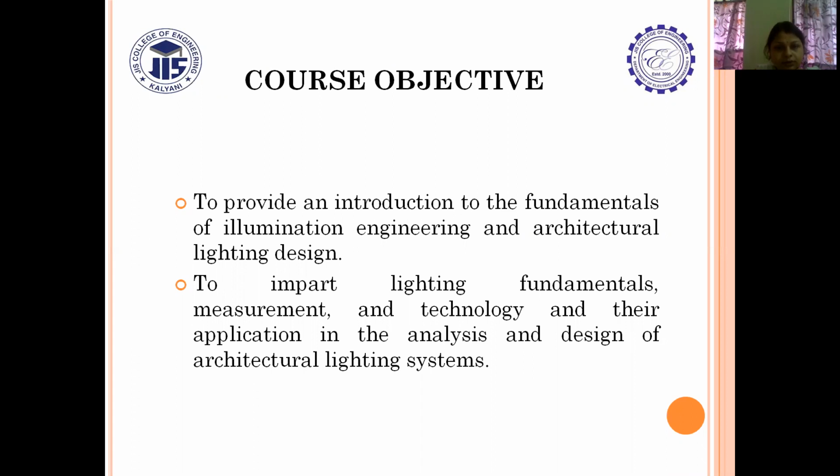Now I am going to discuss the course objective of this subject. To provide an introduction to the fundamentals of illumination engineering and architectural lighting design, and also to impart lighting fundamentals, measurement, and technology and their application in the analysis and design of architectural lighting systems.